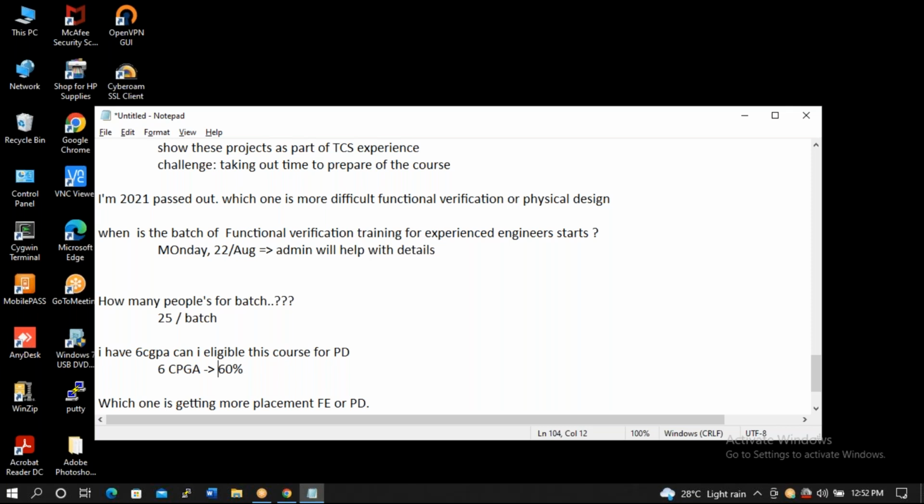Then you may ask, which course should I do? I would suggest you do the functional verification course, because in functional verification, there are many startups and smaller companies which don't worry about percentage criteria. As long as the candidate is good, they hire. Even if the person has 50% or 45%, if the person is good and can perform, the companies will hire. So as a rule, less than 60%, don't go for physical design.